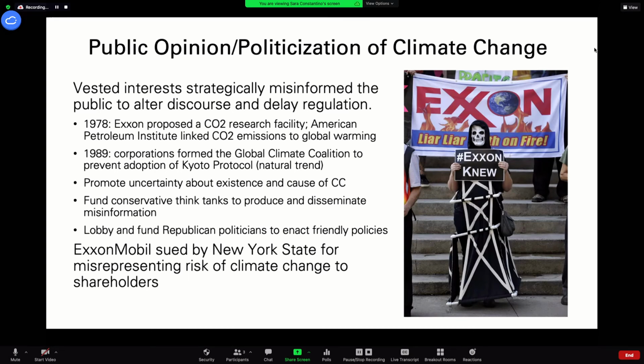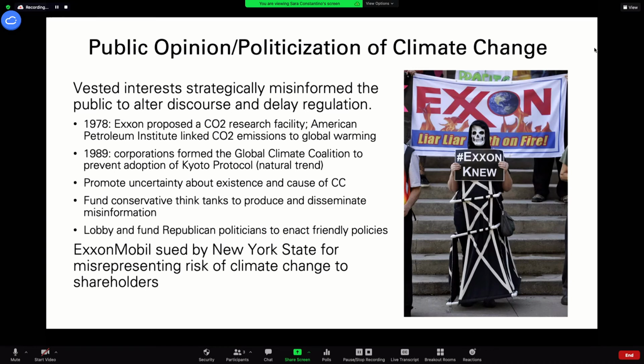So fossil fuel companies like Exxon or Koch Industries have formed lobbying groups and funded many conservative think tanks and politicians to promote confusion and uncertainty about the existence of anthropogenic climate change specifically. So in 1989, a group of fossil fuel corporations and utilities and other actors formed the Global Climate Coalition to prevent the US adoption of the Kyoto Protocol, which was an international agreement to limit greenhouse gas emissions.